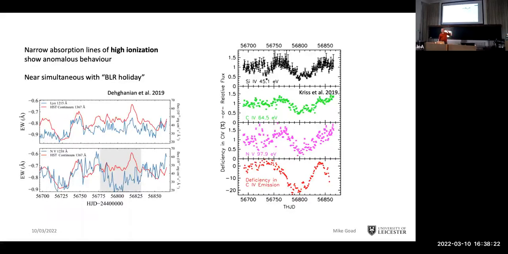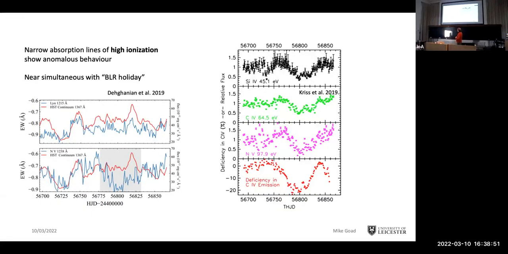So I'm going to show you one that Gary's PhD student made, which shows nitrogen 5 and Lyman alpha. So the equivalent widths are very, very small, as you can see in the absorption lines. In the top, of course, Lyman alpha, you can see that the equivalent width is really well correlated with the continuum. So it looks like the UV continuum is a good proxy for what's going on with that absorber there.